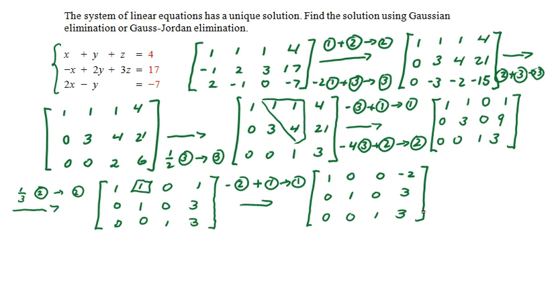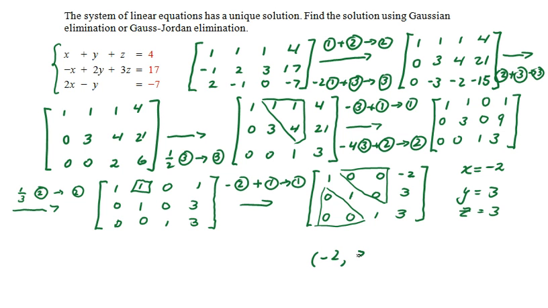This is now in reduced row echelon form because we have the zeros in this triangle at the top as well as zeros in the bottom triangle and ones on the diagonal. From that we can read the solution: z equals 3, y equals 3, and x equals -2. So -2, 3, 3 is the unique solution to this system. And you can check that by substituting those values in for the variables in the three equations. All three should be satisfied, and therefore the system is solved.